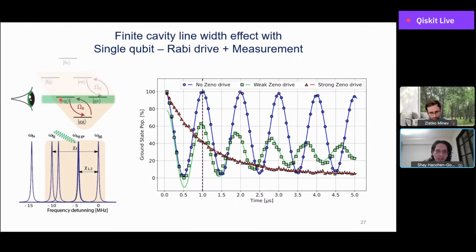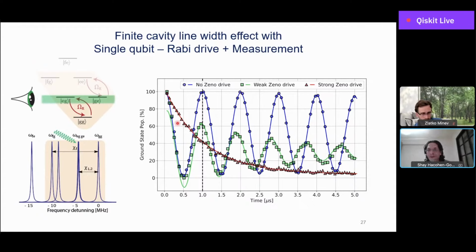So we're going to look at the GE transition of the qubit. What we're going to do is Rabi drive the qubit, and this is the blue line over here. So this is just regular Rabi oscillations. And now in another experiment we add a small, call it a weak Zeno drive.